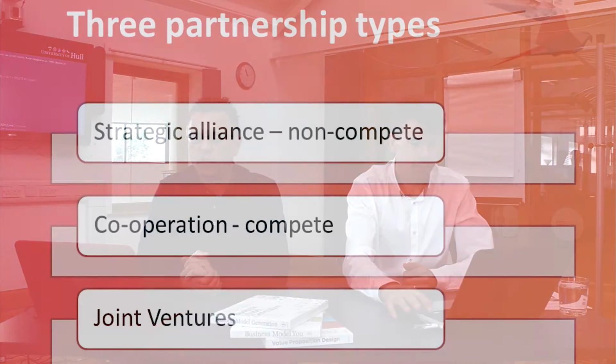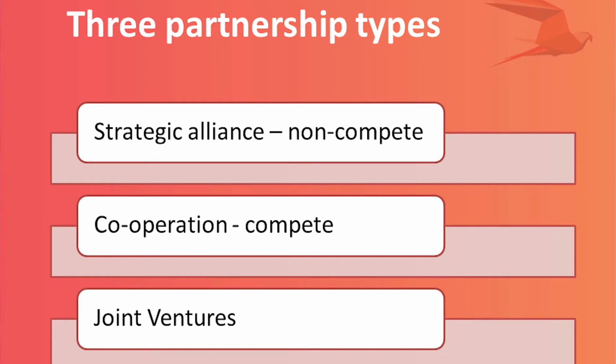Now within that, there are three potential forms of partnership. One, you've got a strategic alliance. You're not competing with each other. You're creating a strategic alliance which adds value to both. The second one is cooperation, where you are competing with each other, but you're creating a new entity or a new partnership that will actually serve both companies' needs. And the last one is a joint venture, where you establish a formal relationship, like a separate company that has shareholdings by both of the two partners.